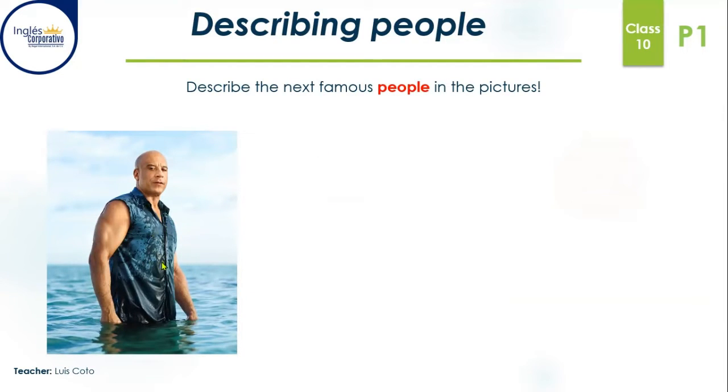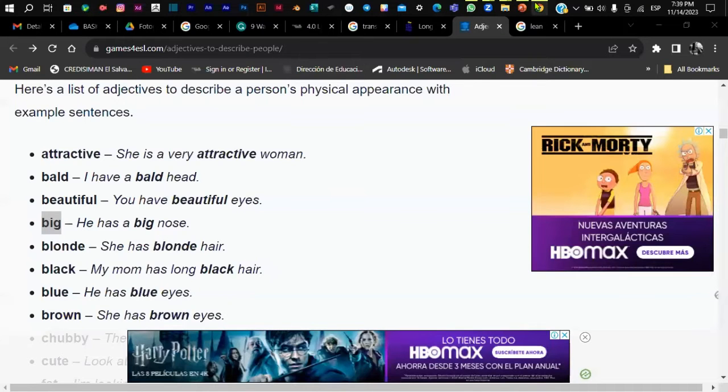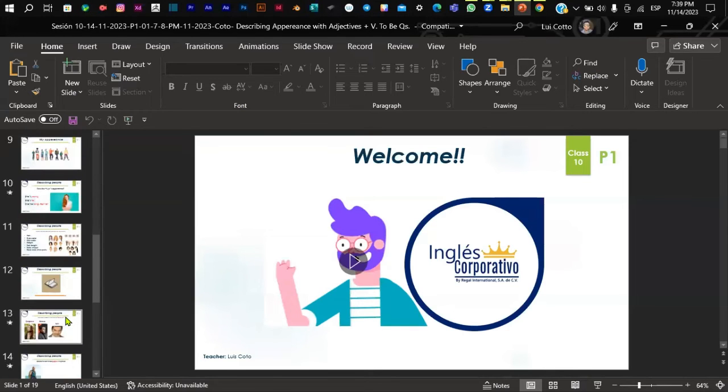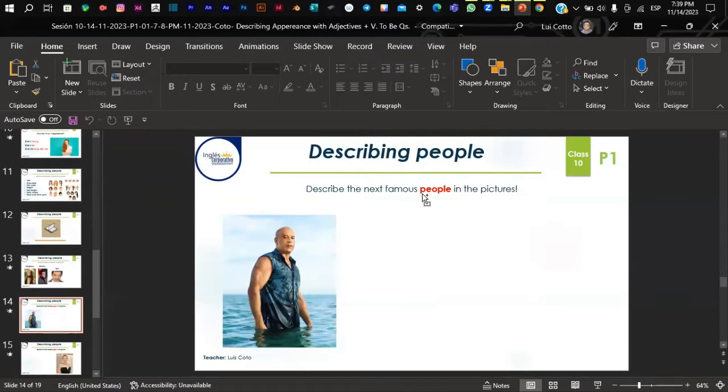Who is this guy? Who is he? He's The Rock. No, he's Vin Diesel. No, he isn't. He's the actor from the Fast and Furious movies. Toretto. Who is Toretto? Vin Diesel. Yeah, Vin Diesel. Correct. Okay. What can you say about Vin Diesel? Can you describe Vin Diesel using adjectives? What adjectives can you use?